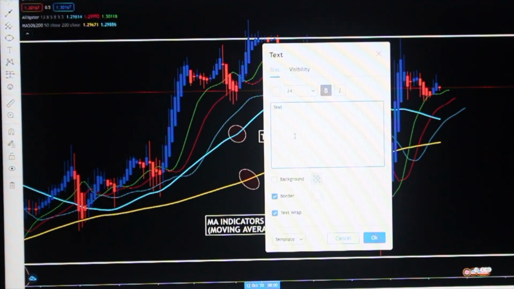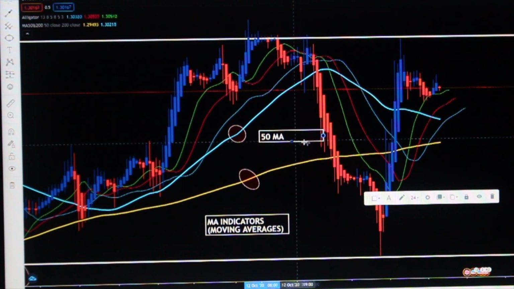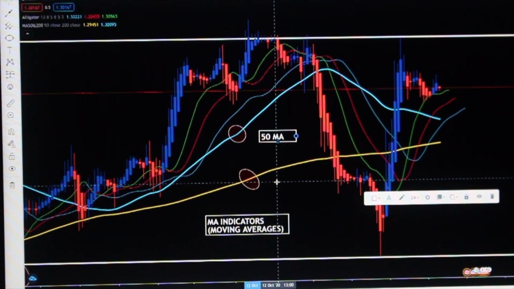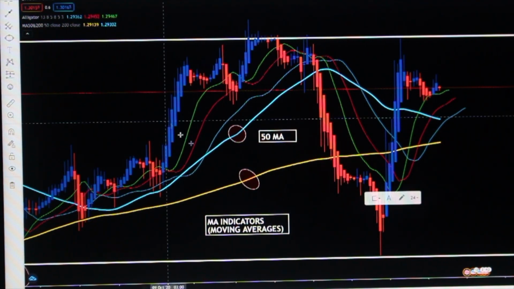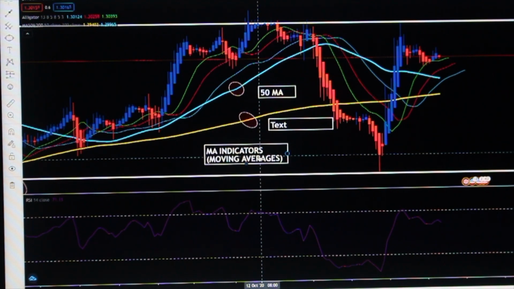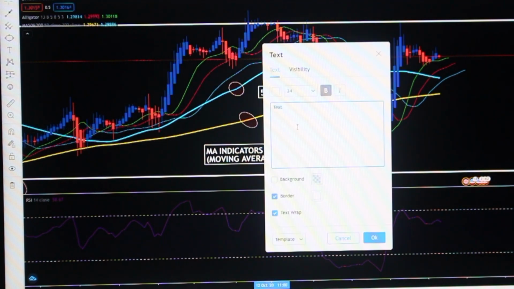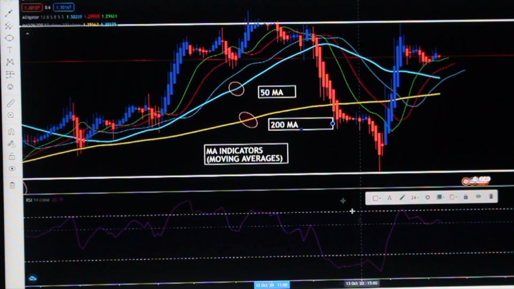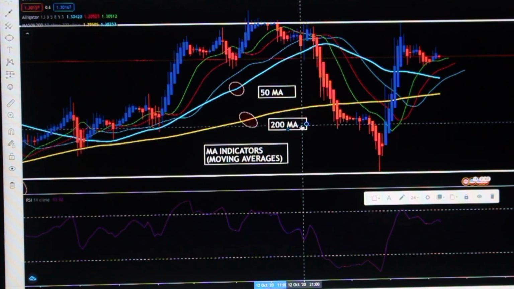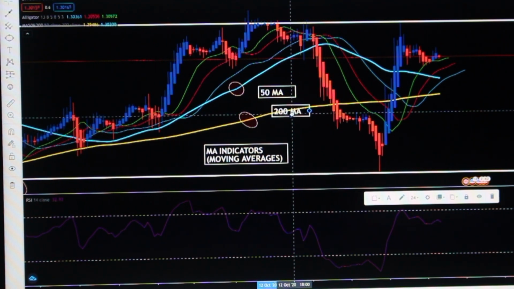It doesn't really matter. Just make sure the most important part is that you set one for 50, which is the closer hugging one to the candles, and the other one is your long-term game, which is your 200 here, represented by my yellow line, and I'll put that right around here, 200. So you got your 50 and your 200. That's all you need to know as far as manually setting something for this indicator.